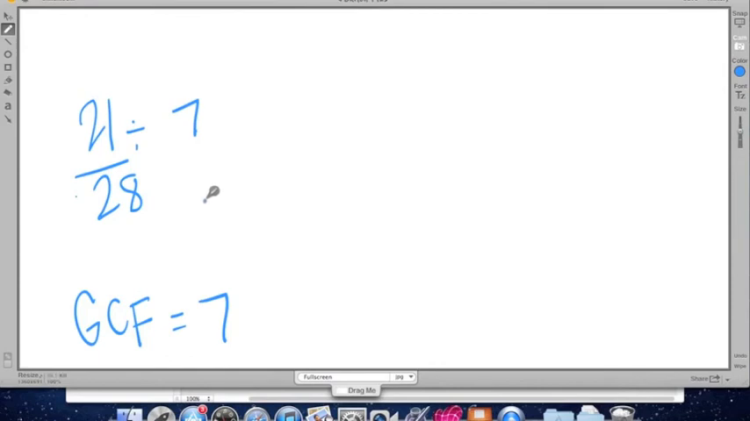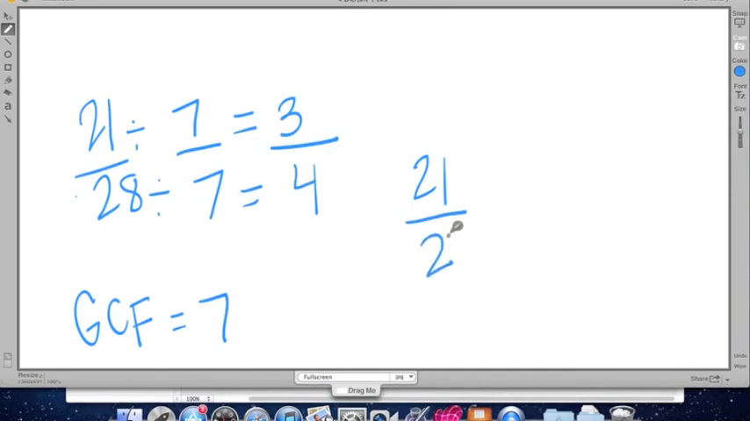So 21 divided by 7, because 7 is our GCF, equals 3. Now, I have to do the same thing to the bottom. It has to be equal to this at the top. So 28 divided by 7 equals 4. So in fact, I've now simplified 21 over 28 to show that an equivalent fraction is 3/4. So I've simplified this to the lowest term.